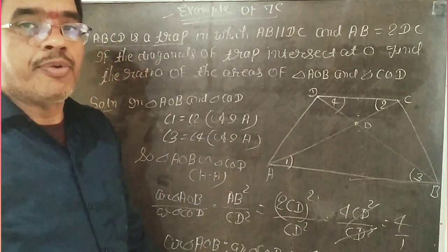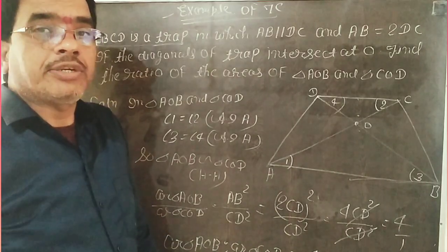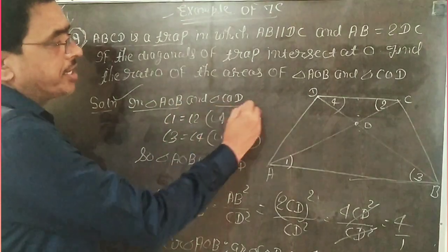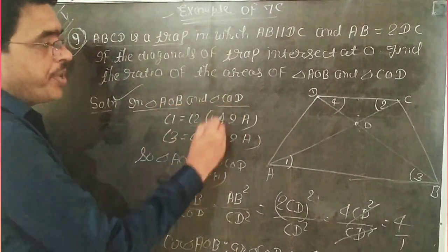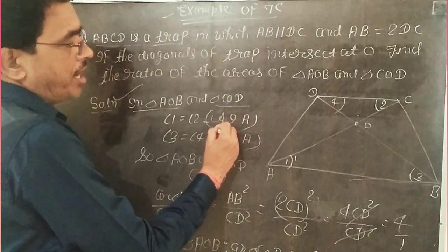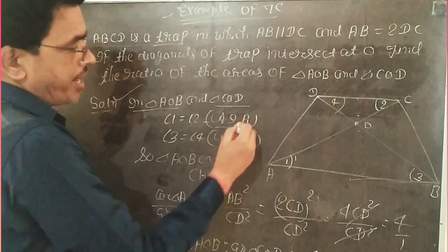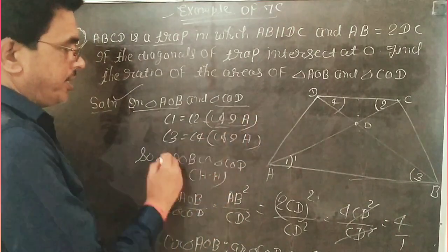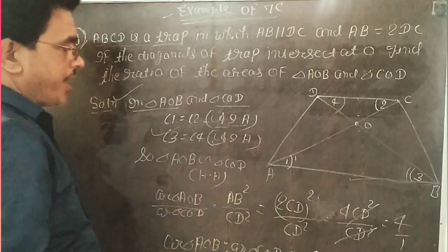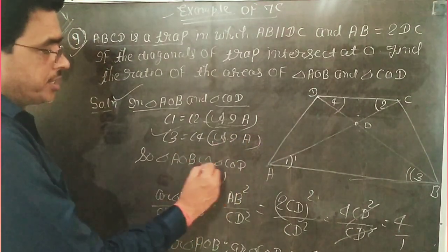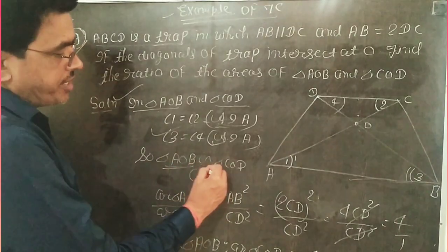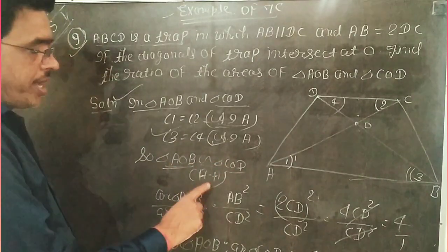This question is related to area. So first we find the relation of similarity of these two triangles. I write here first triangle AOB and then triangle COD. In AOB, angle 1 is equal to angle 2, that is alternate interior angles. Next, angle 3 is equal to angle 4, that is also alternate interior angles. Then both triangles are similar by AA property. So triangle AOB is similar to triangle COD by AA property.